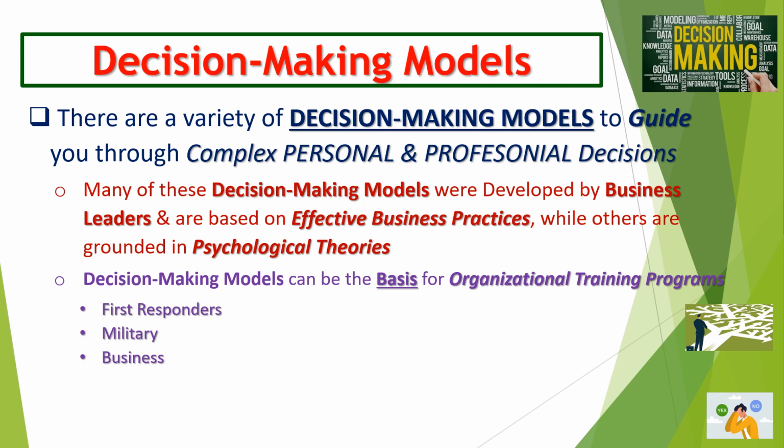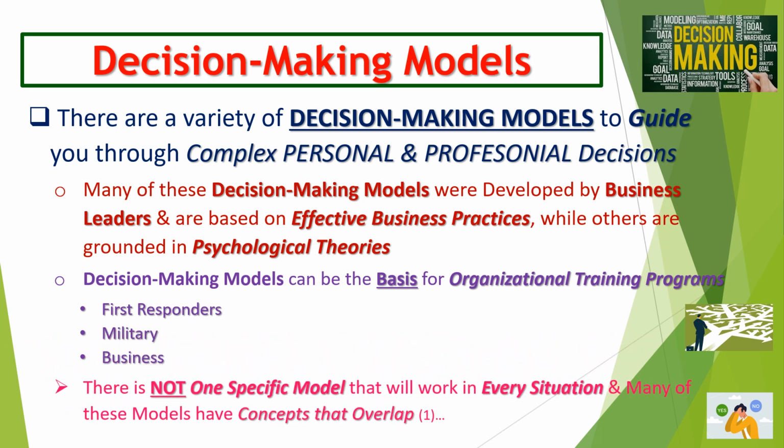So, like I said, these decision-making models can be applied to different situations. Just like when we go back to our original theories and we talked about relativity, there's no one theory that can be used in every situation. So with these decision-making models, there's not one specific model that'll work in every situation. A lot of them have concepts that overlap. So it's good to understand and practice various models in your different situations in both your personal and professional life. You might even combine some of the ideas in the different models when you make different decisions.